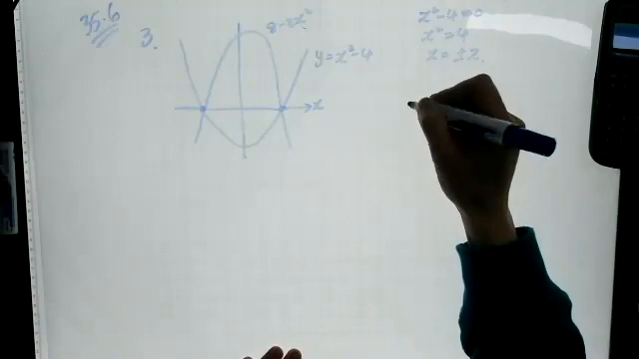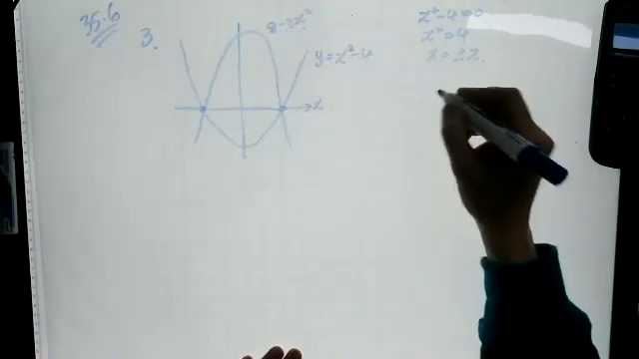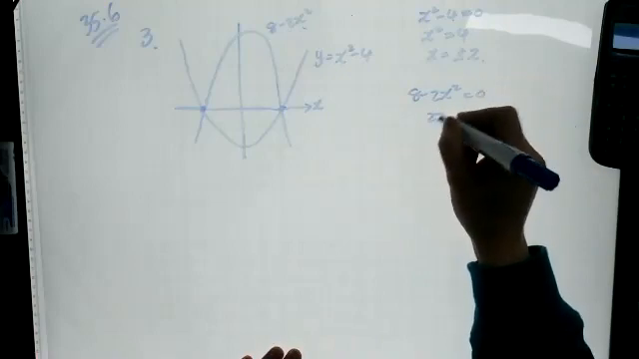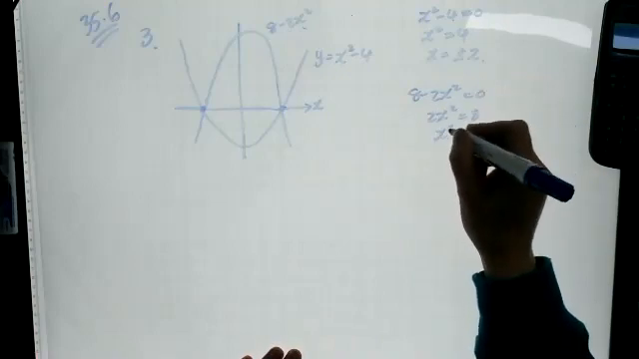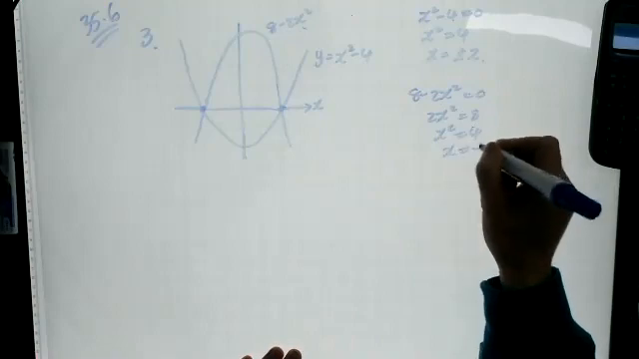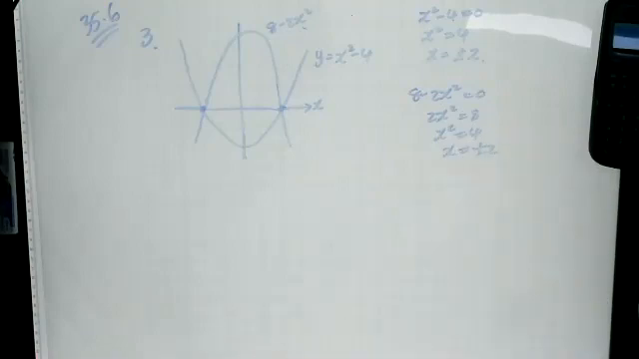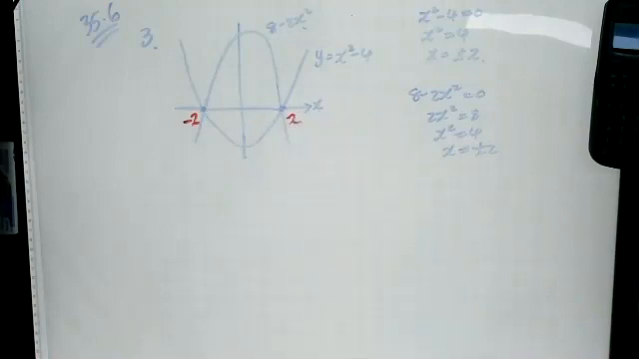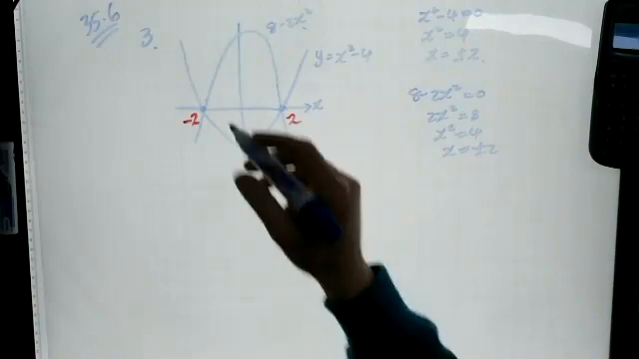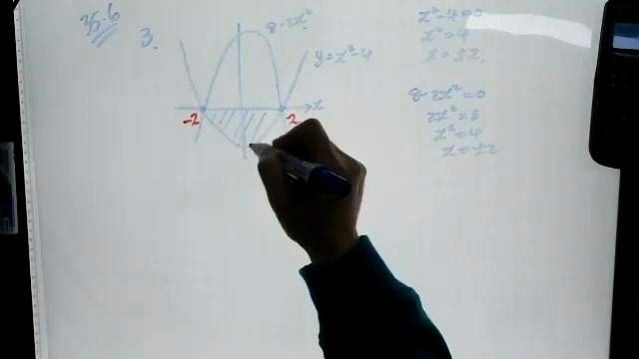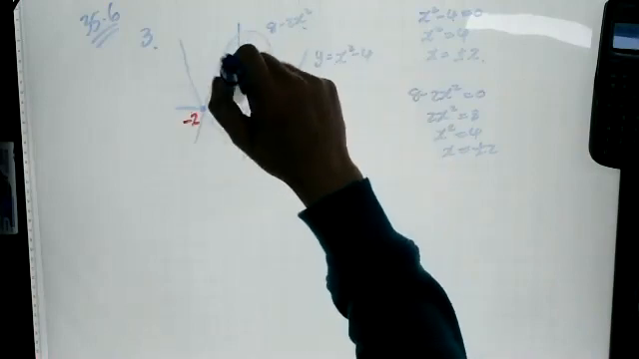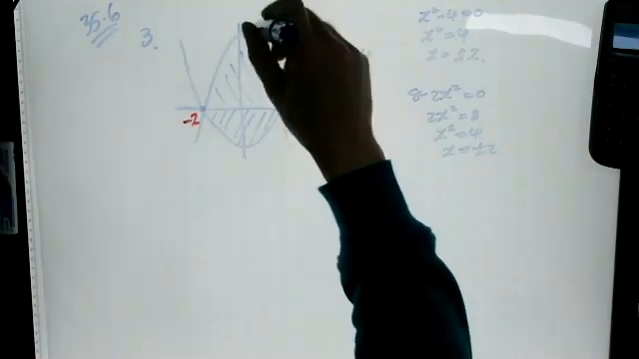Do I get to check what the other one is? 8 minus 2x squared equals 0, so 2x squared equals 8, x squared equals 4, x equals plus or minus 2. So this is minus 2, and this is 2. Now, we have to add or subtract to get the upper area above the curve, and the formula is the same.